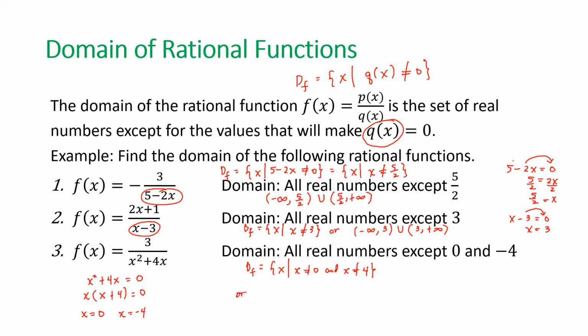Or in interval notation, we write this as negative infinity, comma, 0, close parenthesis, union, open parenthesis, 0, comma, negative 4, close parenthesis, union, open parenthesis, negative 4, comma, positive infinity, close parenthesis.